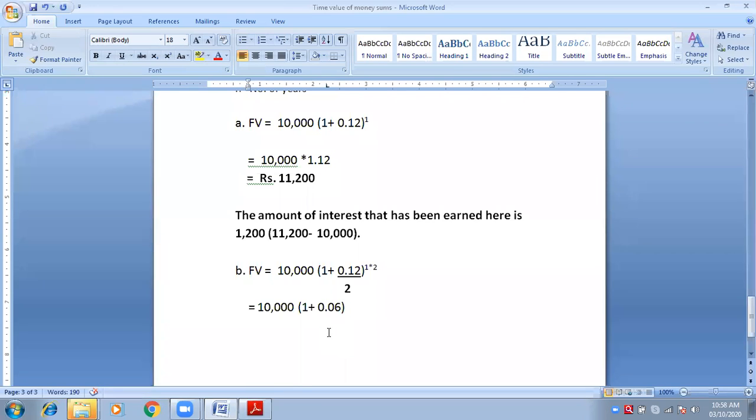raised to 1 into 2. What is raised to 1 into 2? Raised to 2. What is 1 into 2? It's 2. Come to the next step. Next step is 10,000 same again. Bracket. What is 1 plus 0.06?